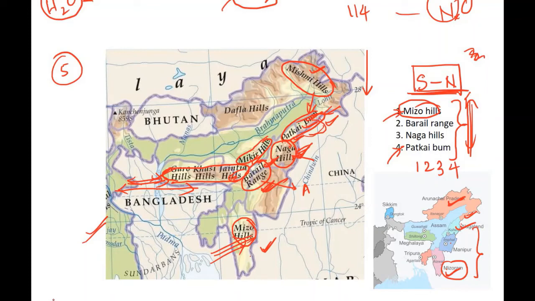And this is not something you have to remember very strictly. This is a matter of observation. Take the atlas and spend some time observing. Automatically it will get registered where is what.